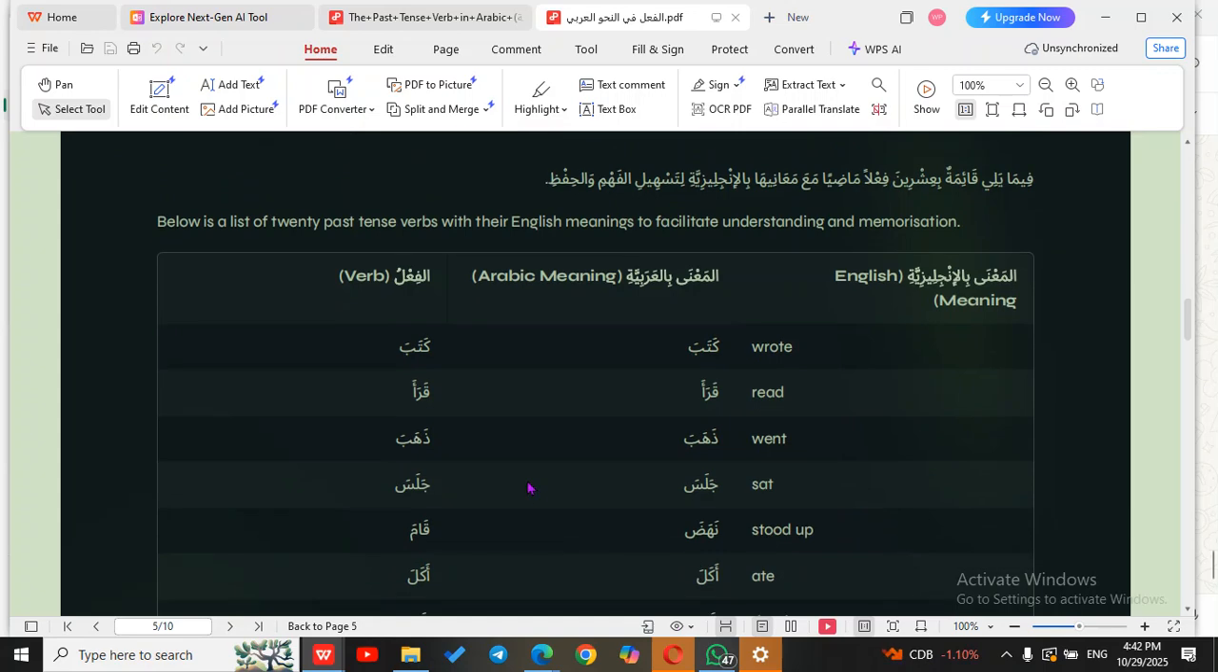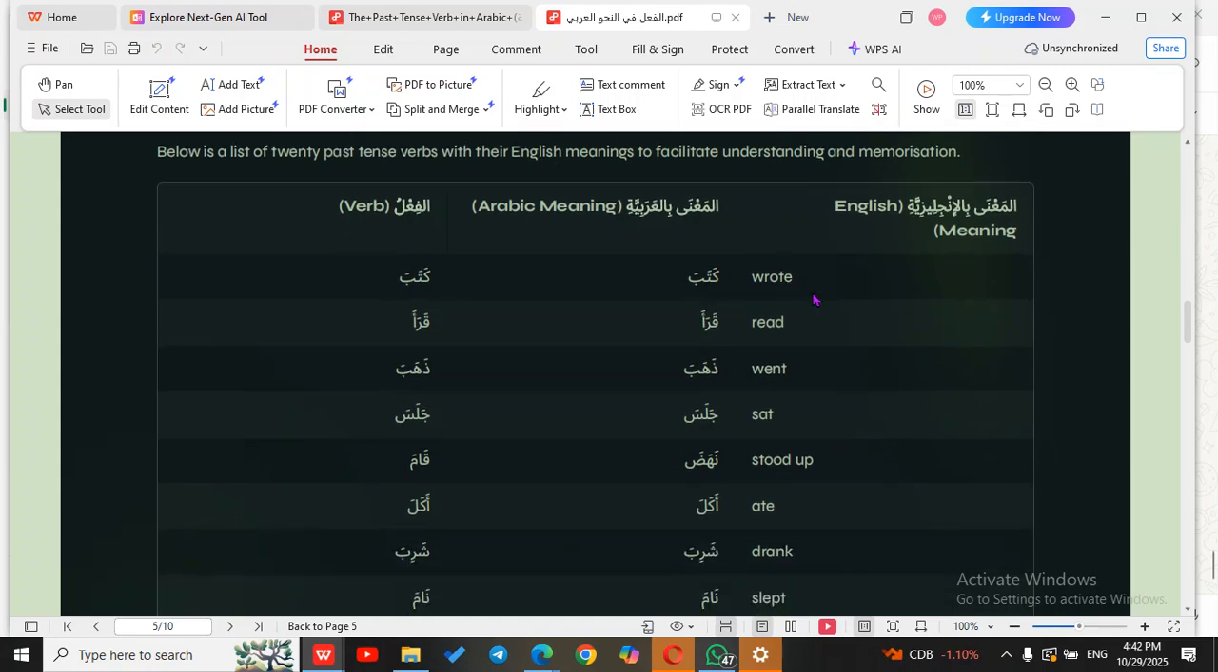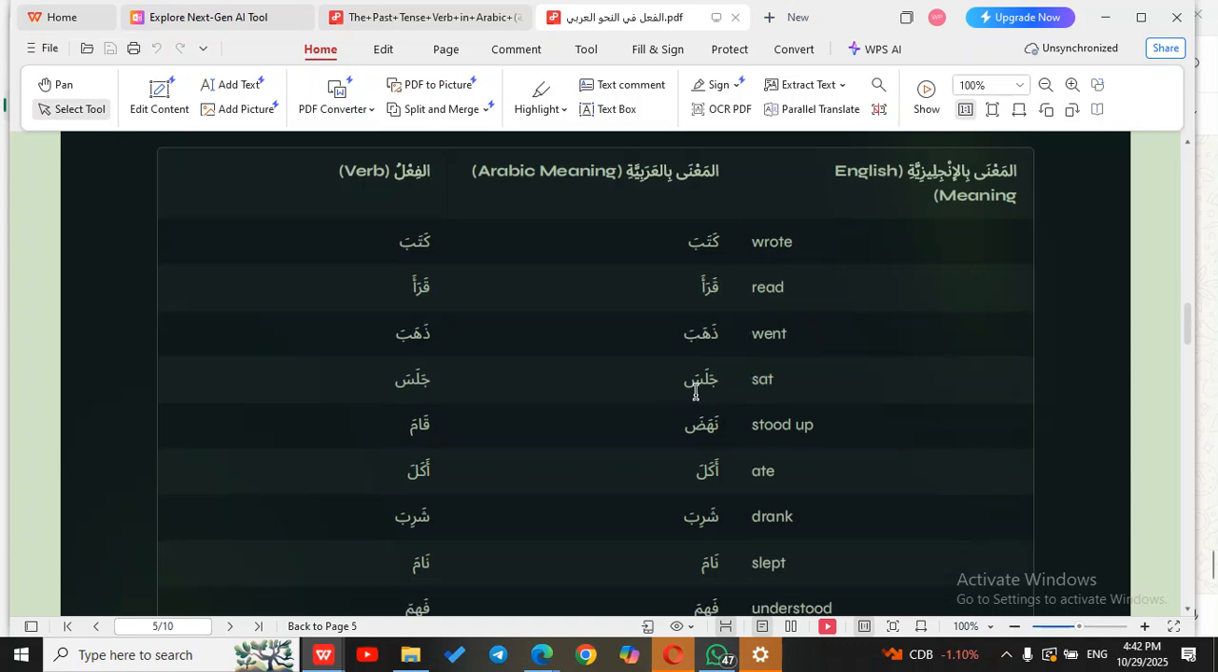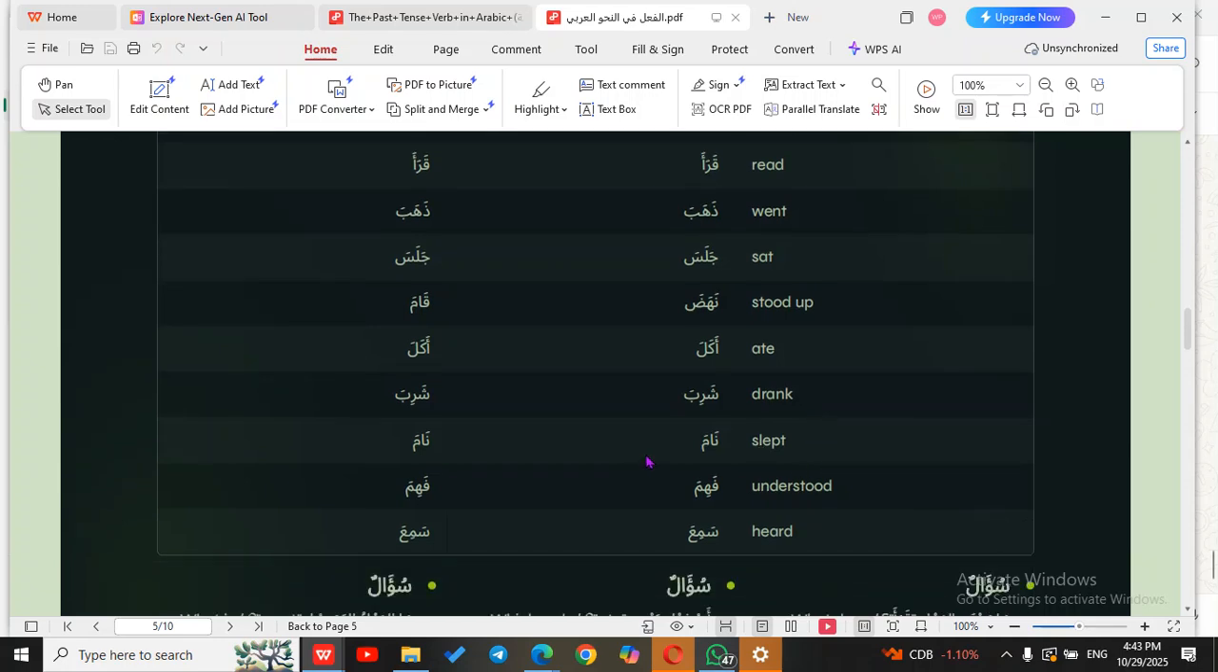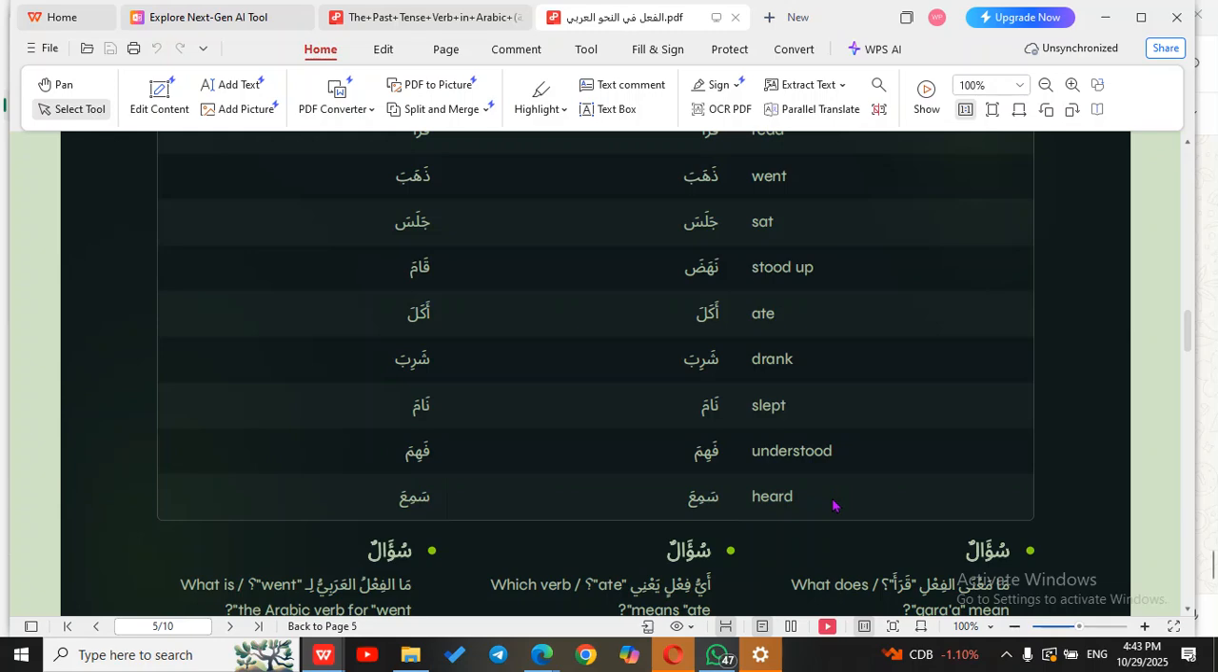Now, here we have kataba, wrote, qara'a, read, zahaba, went, jalasa, sat. You can put he, or to. Now, let us use he because we are talking about past tense. Kataba, he wrote. Qara'a, he read. Zahaba, he went. Jalasa, he sat. Nahado, he stood up. Akala, he ate. Sheriba, he drank. Nama, he slept. Fahima, he understood. Semi'a, he heard.